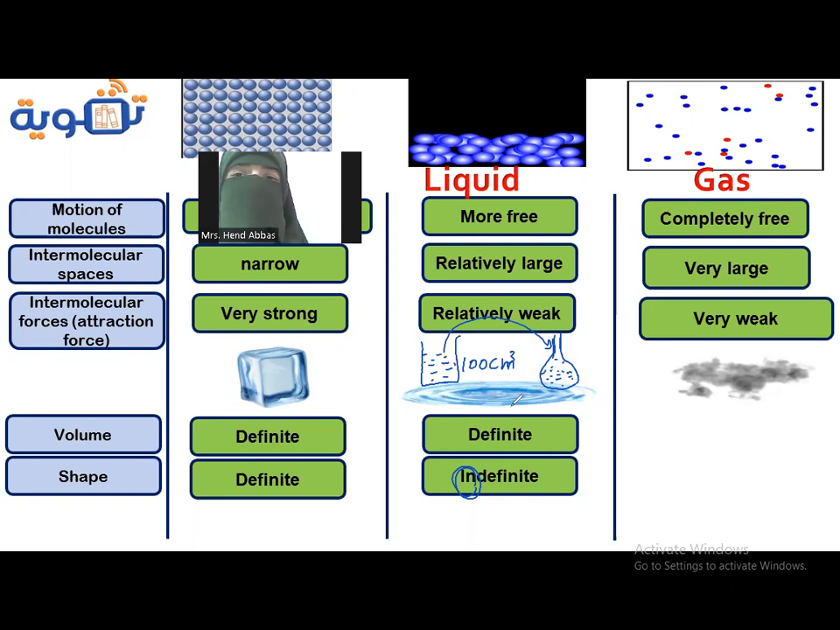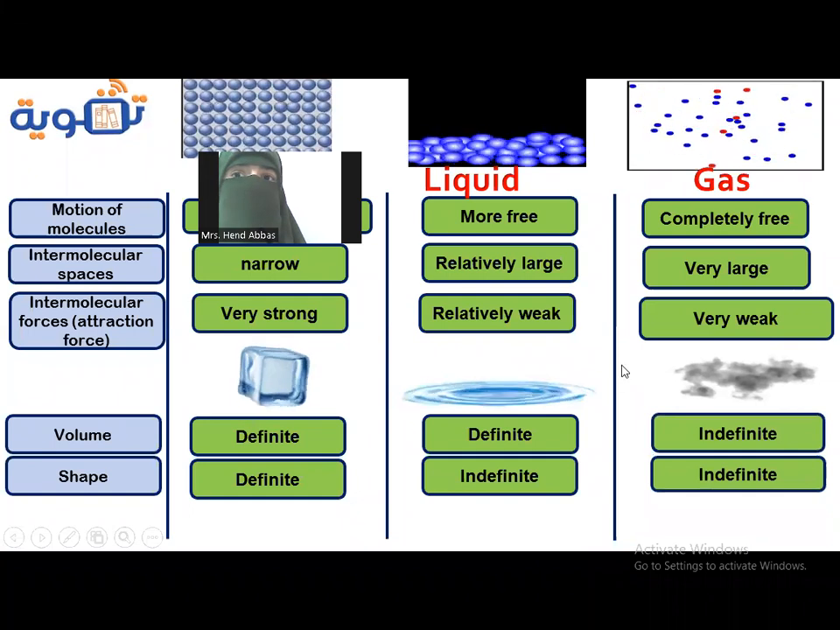Okay, what about the volume? Does the volume change here? It was 100 cubic centimeters. If we put it into another container, will this volume change? No, it will still be 100 cubic centimeters. So it has definite volume, but its shape changes. It takes the shape of the container. Sure, the gas has indefinite volume and indefinite shape.